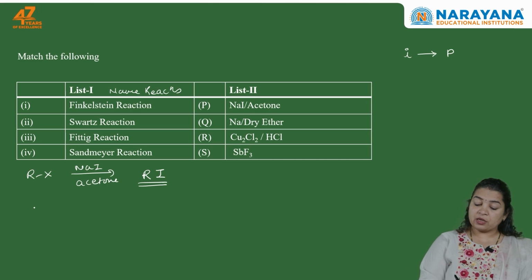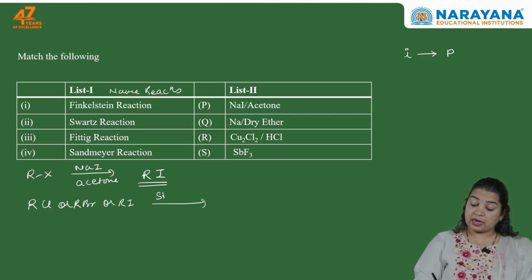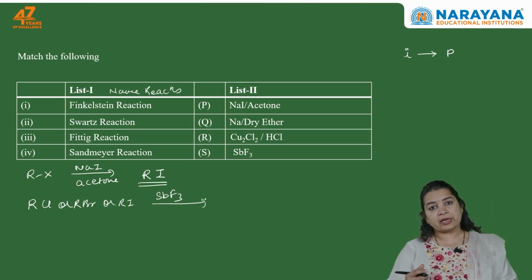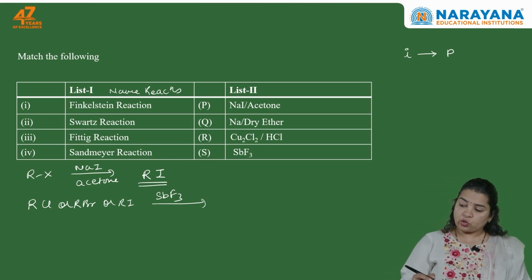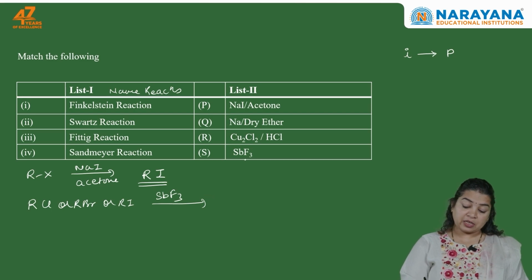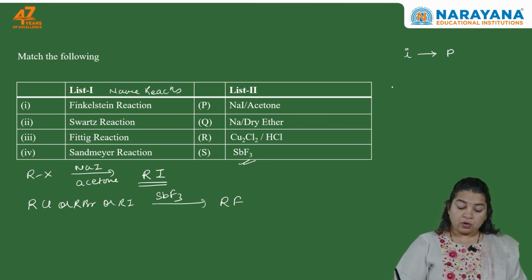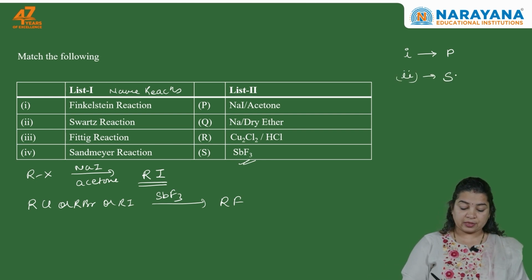Moving to second, Swarts. Now Swarts is, you have RCl or RBr or RI. You treat it with various halides including SbF3. You can have cobalt halides, silver, mercury, so many again given in the NCERT, but here as SbF3 is given, formation of RF is observed. So for Swarts, the matching goes with S.